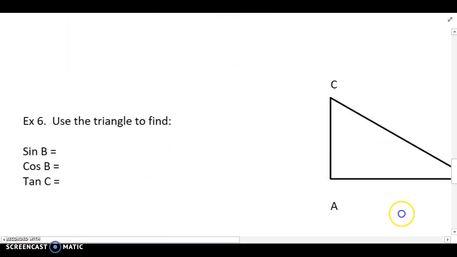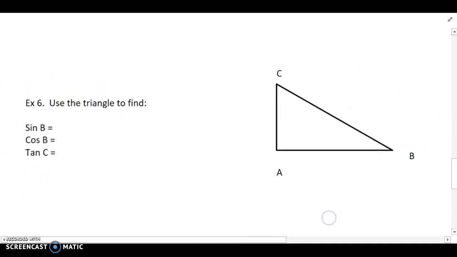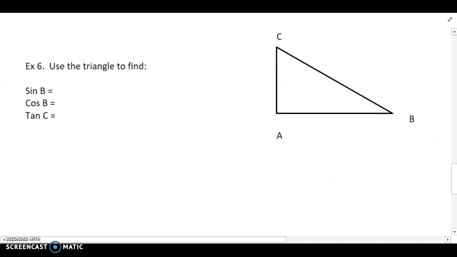All right, so another thing I've been seeing a little bit of is trigonometry. Now, trigonometry, I'm just going to review it. If you don't know it, maybe you have to come and get me for some more help, but I just want to review it real quick.